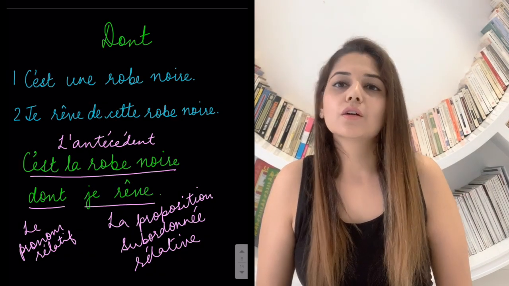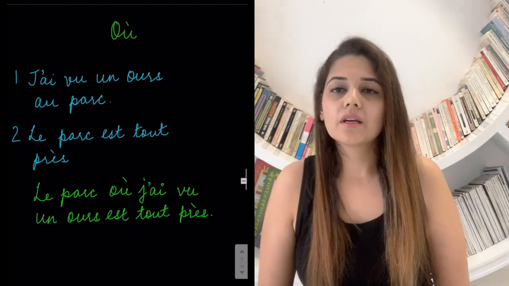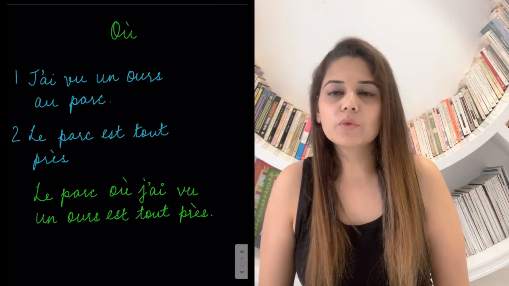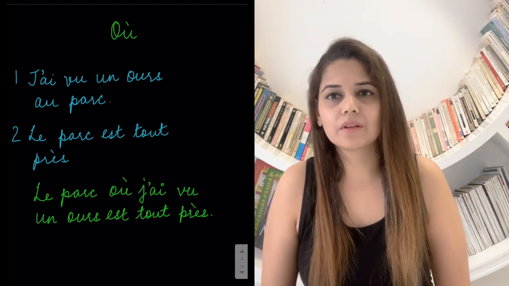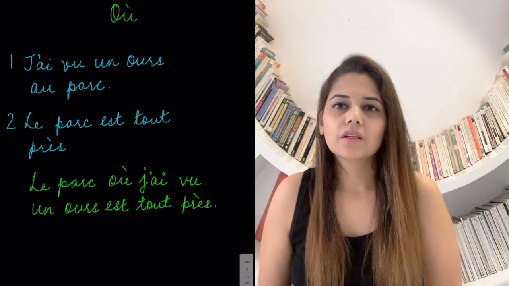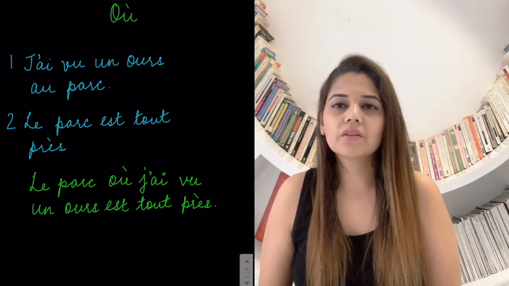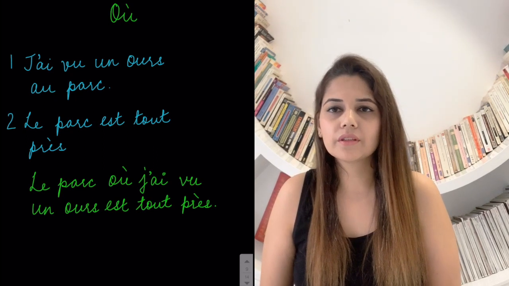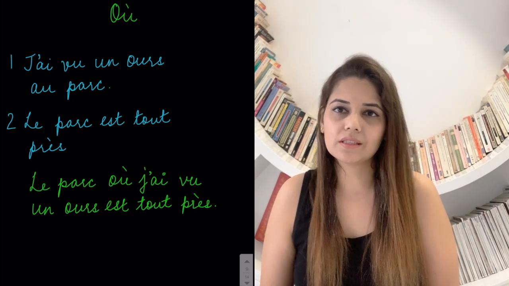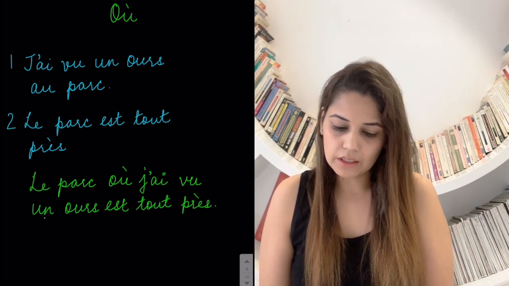Now let's check how ou is used in a sentence. Ou is used to replace le complément de lieu, that means the place, or le complément de temps, that means the time. So let's check how ou is used in a sentence through these examples. J'ai vu un ours au parc. Le parc est tout près. I saw a bear in the park. The park is nearby. Now let's check how we are going to use ou to combine these two sentences. Le parc où j'ai vu un ours est tout près.